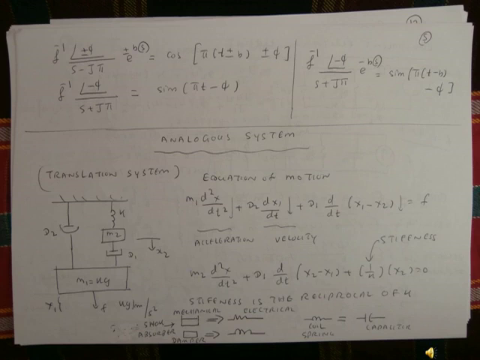For that kind of mechanical system we can write down the equation. This is the equation of motion: M1 d2H1 by dt square plus D2 dH1 by dt plus D1 d by dt (H1 minus H2) equals F. In this case, M1 d2H1 by dt square is acceleration and D2 dH1 by dt is velocity. Similarly, M2 d2H2 by dt square plus D1 d by dt (H2 minus H1) plus 1 by K H2 equals 0. In this case, 1 by K is stiffness. The stiffness is the reciprocal of the K.